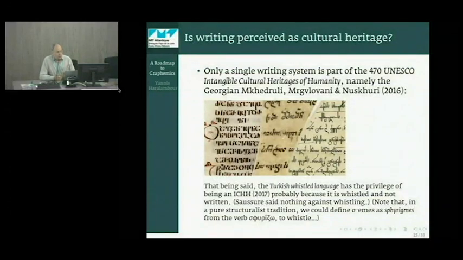It's Georgian, and there are 3 scripts, so it's less than optimal because you have a lot of redundancy, but they are very beautiful, it's accepted, but only one. Instead of that, you have cultural heritage of humanity, which is the Turkish whistled language. But of course, Ferdinand Saussure had nothing against whistling, so this one is a cultural heritage, but not writing.